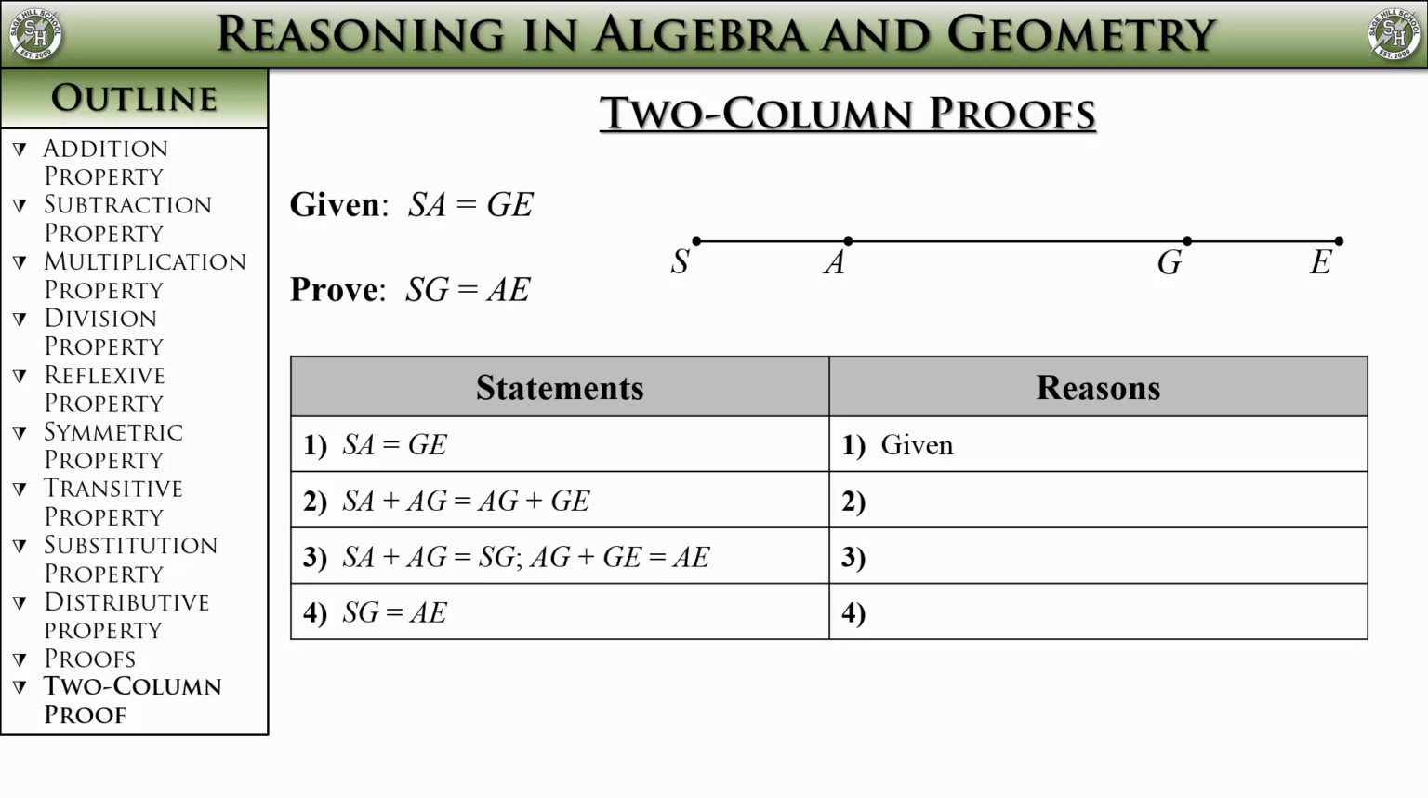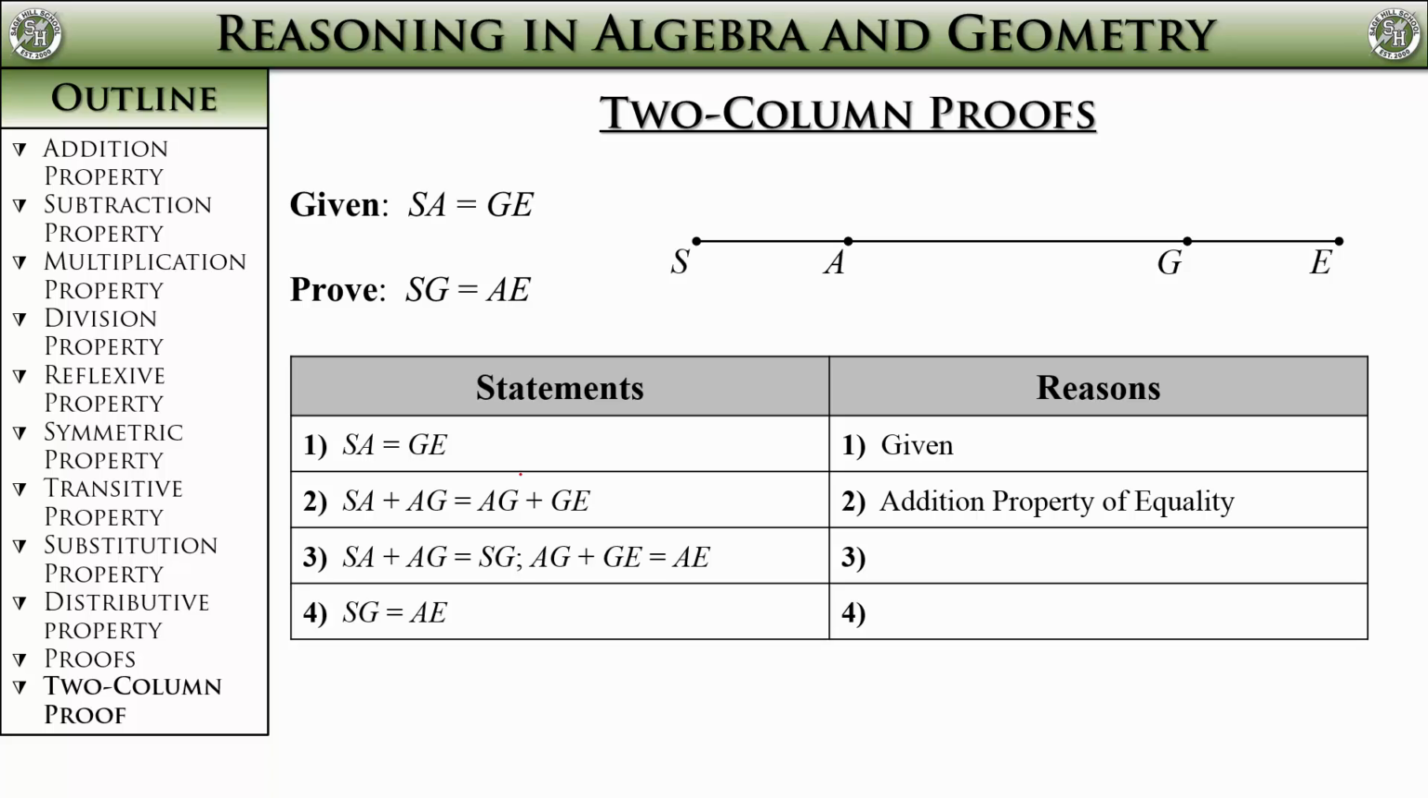For statement number 2, it comes from the line above it. Look at statement number 1 compared to statement number 2. They are very similar. What's the only difference? If you look, AG has been added to both sides of the equation. Why are we allowed to add the same thing to both sides of the equation? The addition property of equality. It works the same here as it did in the algebraic proofs.